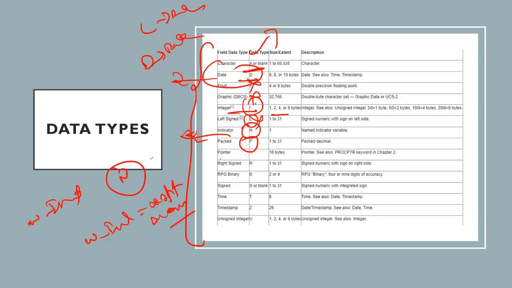P means packed. Also you can use pointers. Also we will use some. This we will not use, and signed we use, and time and Z we use. Okay, so these are some different kinds of data types you can check.